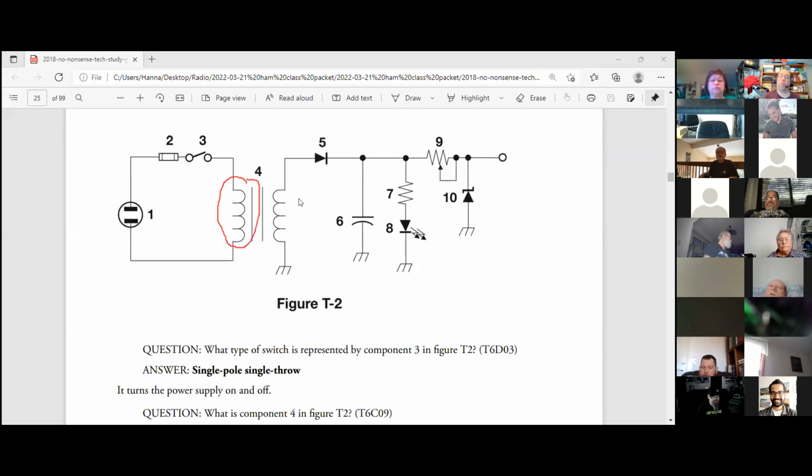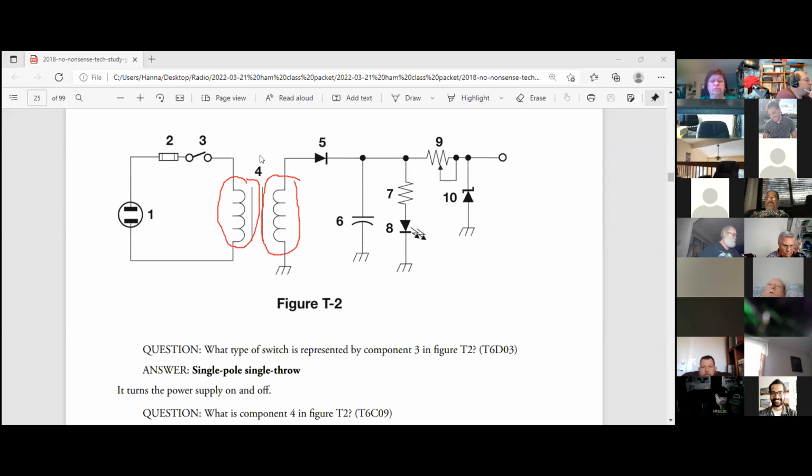Primary flow. Right, but what is it? I mean, if you were to just take it by itself, what is it? We just talked about it a minute ago. Inductor. An inductor, okay. And what is this one over here? Inductor. It's another inductor, okay.